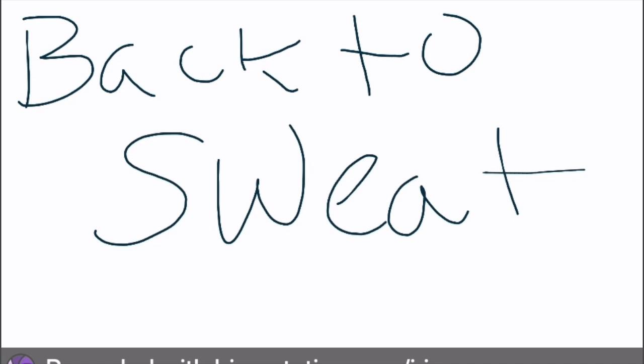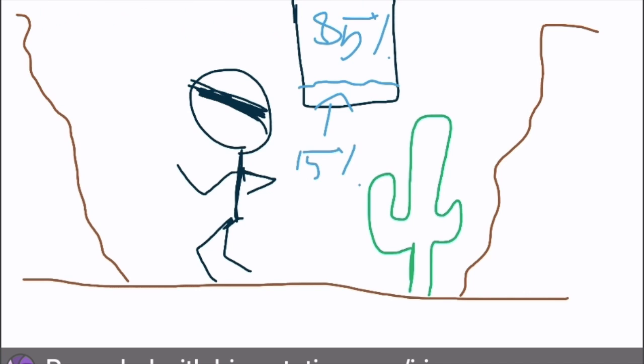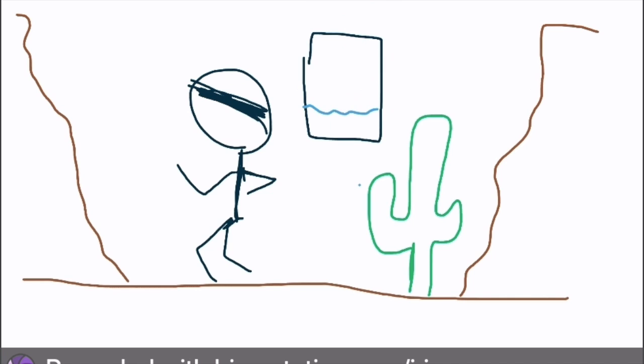Meanwhile, back in exercise land, if I were to run in a warm and arid or warm and dry environment, our cup might look something like this, 15% full of water. When I sweat here, the air readily takes in that extra water.